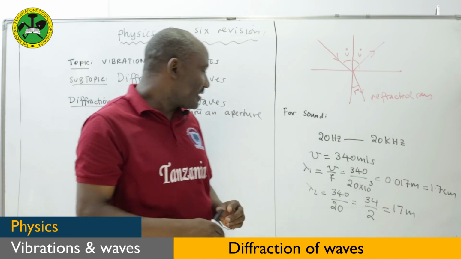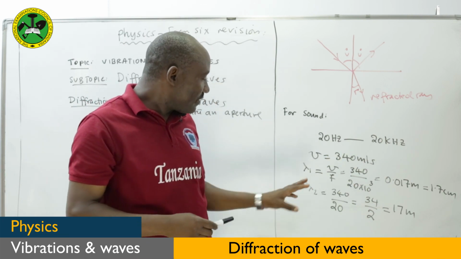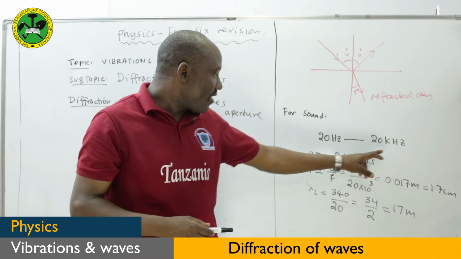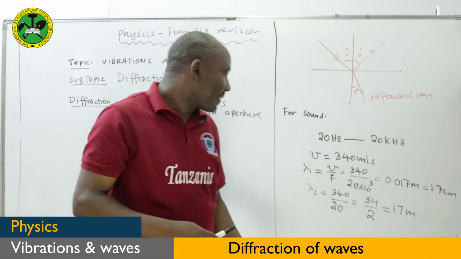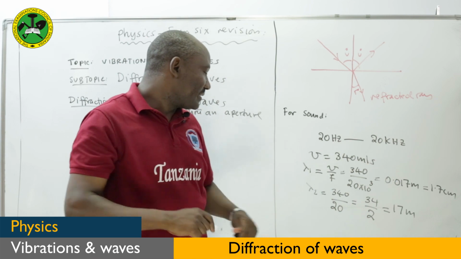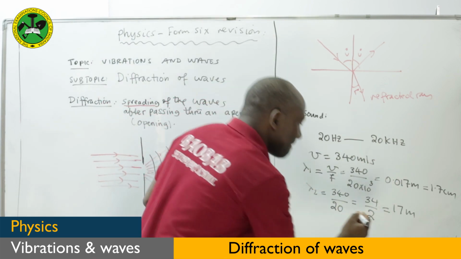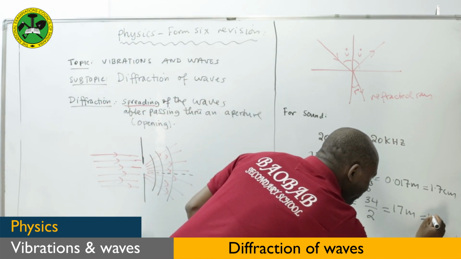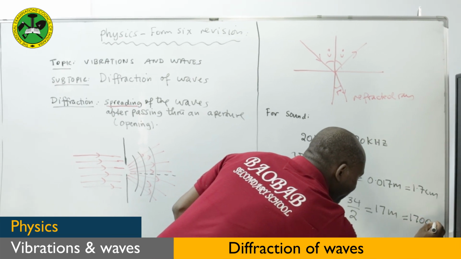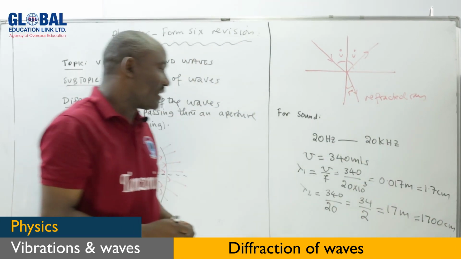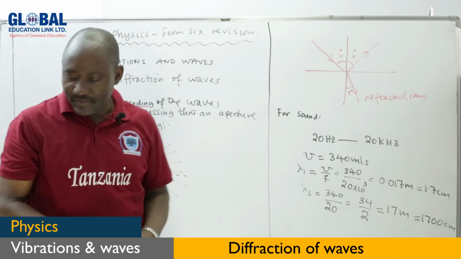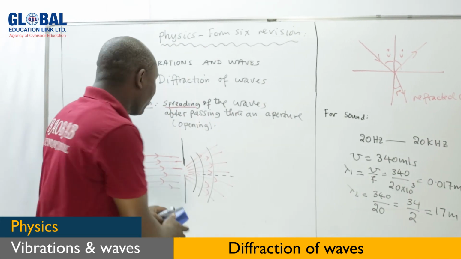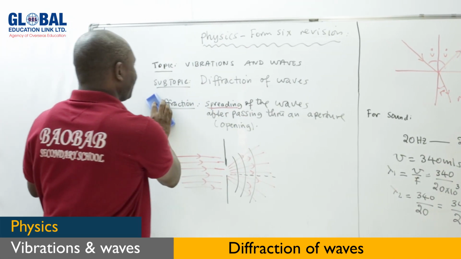So can you see now the minimum wavelength which corresponds to this audible range is 1.7 centimeter, and this is 17 meter, equivalent to 1,700 centimeter. So this is for sound. Let's see for the light waves.